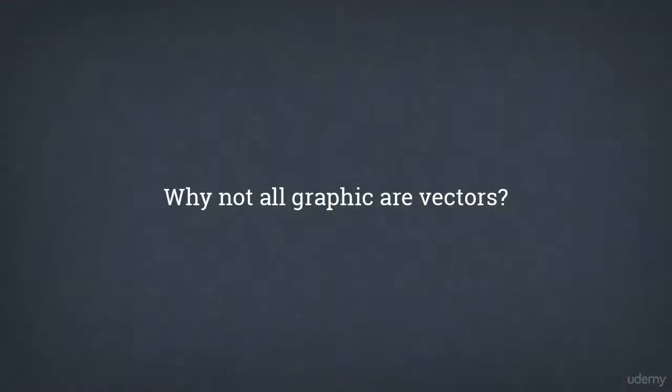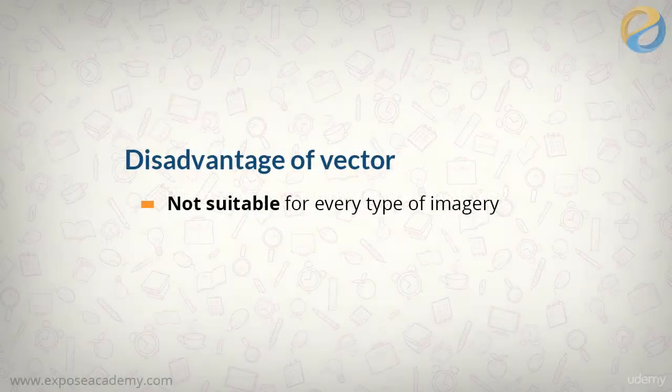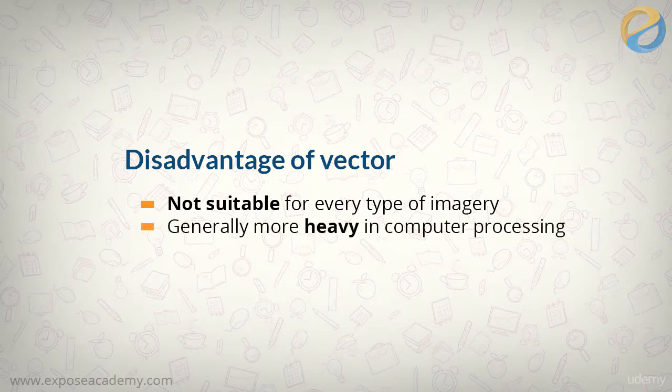You might be wondering by now, why don't we just use vector for all of our graphics? The answer is, not all images are best represented by vector graphics. Complex images like photographs, due to their nature, are best represented in raster images. Also, because vector graphics are basically a bunch of mathematical values, they need to be calculated and rendered in real time to be displayed on the screen. Generally speaking, complex vector images will require more computing power than the raster counterpart.